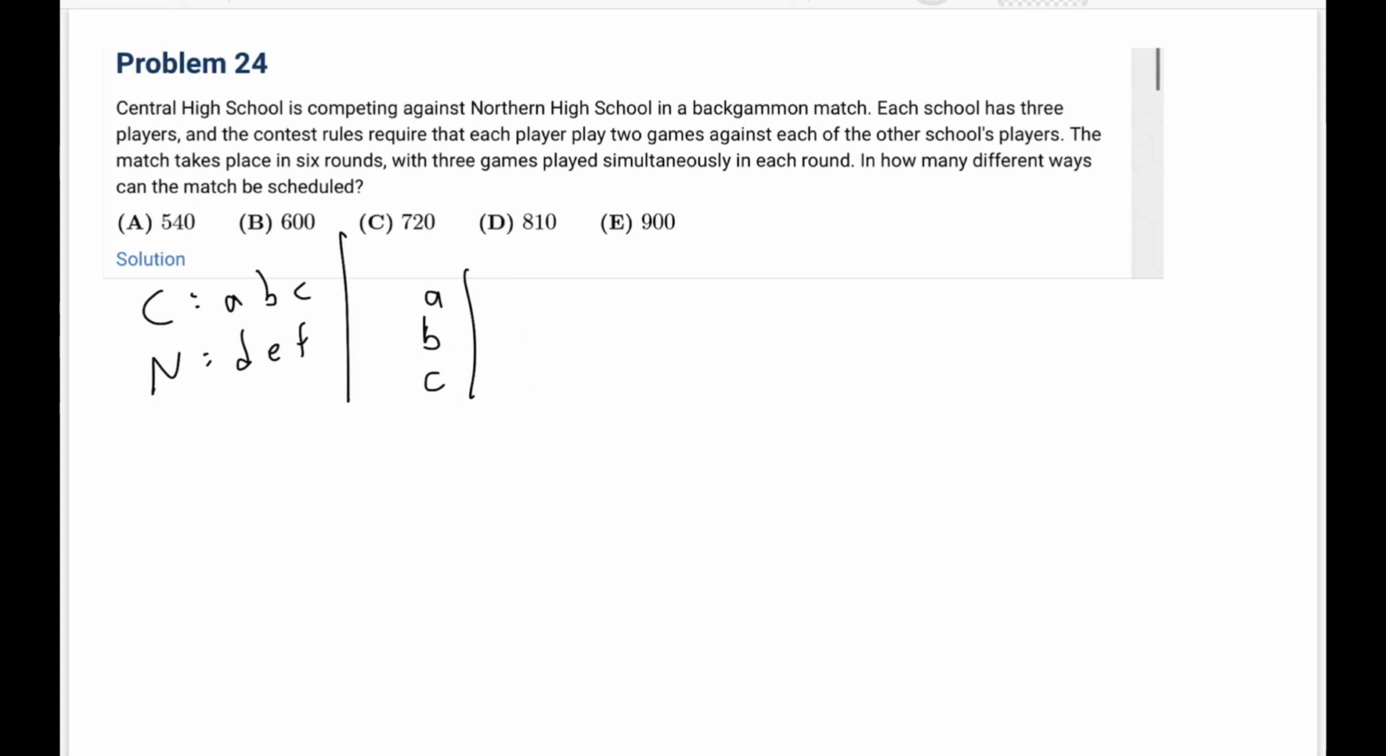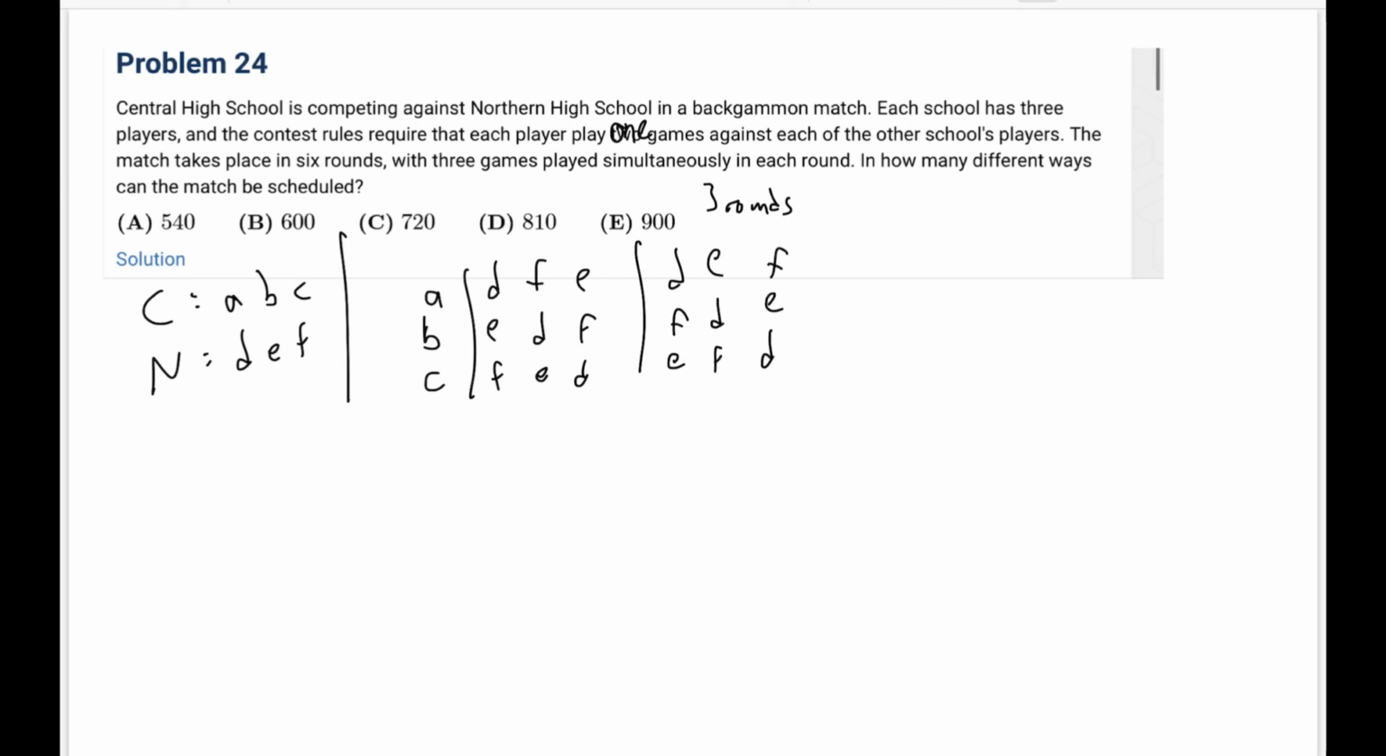So for each player to play one game against each of the other school's players in 3 rounds, that could be D, E, F, and then D, E, F, and then D, E, F, or it could be D, F, E, D, F, E, and D, F, E. So there are 2 ways for A, B, C to have this match with each of the other team's players once in 3 rounds.